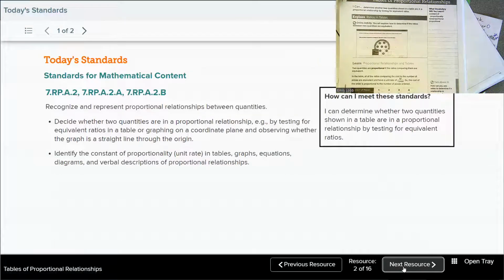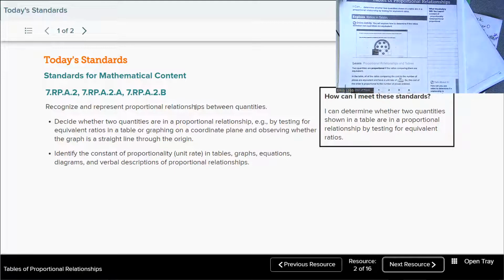Ryan's Rentals. All right. So it's important as 7th graders, here are our standards: to recognize and represent proportional relationships between quantities. We have to decide whether 2 quantities are in a proportional relationship by testing equivalent ratios in a table or graphing on a coordinate plane and observing whether the graph is a straight line through the origin. We have to identify the constant of proportionality in tables, graphs, equations, diagrams, and verbal descriptions of proportional relationships. Whew, that is a lot.